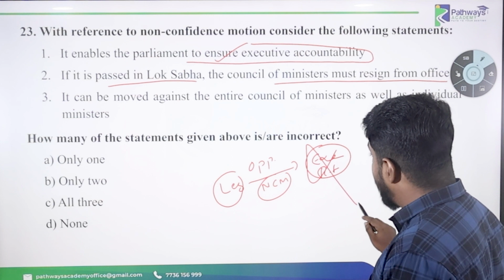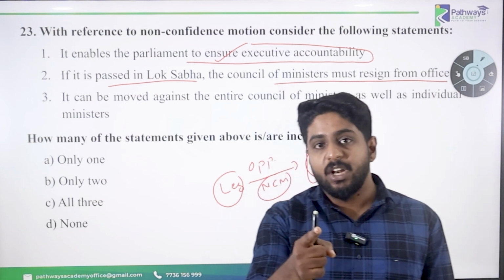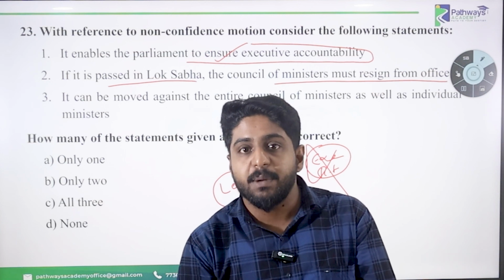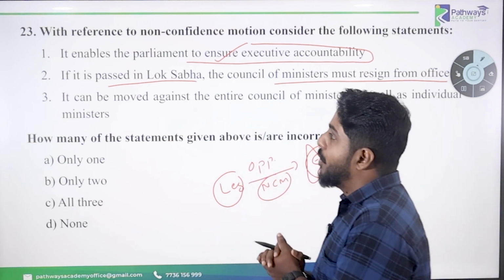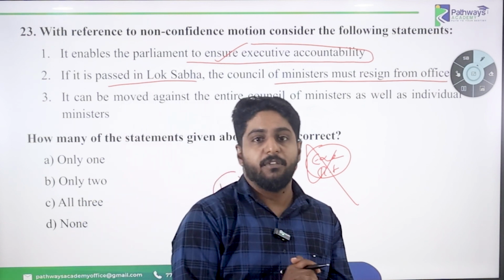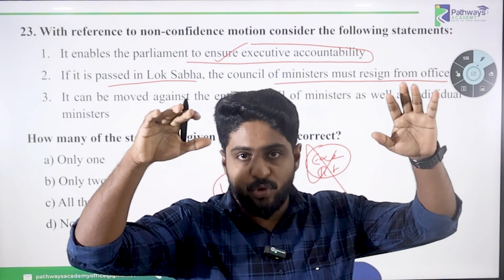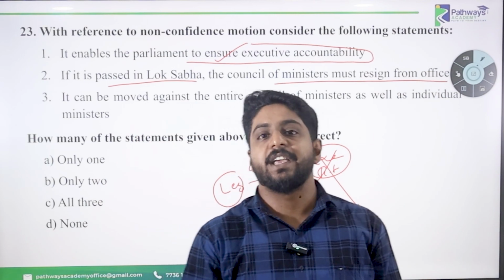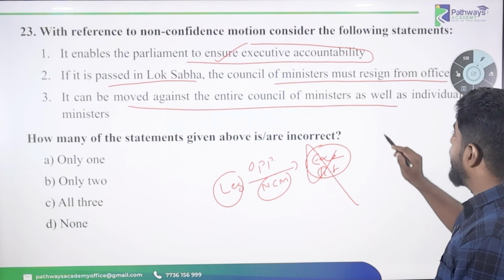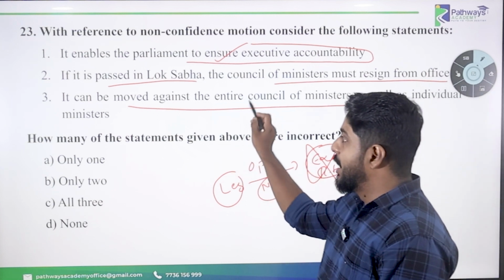Yes, sir. If it is passed, it means the Council of Ministers does not have majority support in Lok Sabha. If you do not have majority support in Lok Sabha, as per the parliamentary form of government which we follow, you will have to resign from the office. It can be moved against the entire council of ministers as well as individual ministers. Wrong.